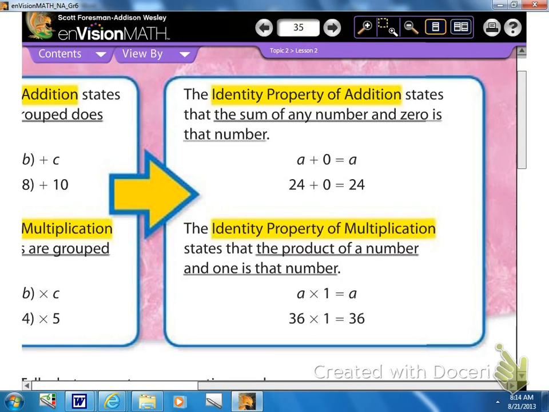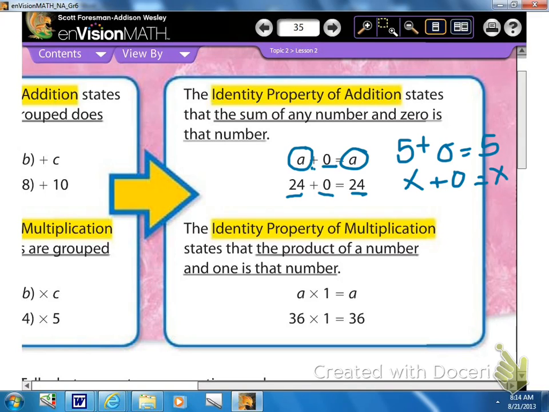So basically what it's saying is any number, A, added to 0 is going to give you A. It's going to keep its identity. 24 added to 0 is just going to be 24. 5 added to 0 is just going to get me 5. Any number, X, added to 0 is going to get you X.